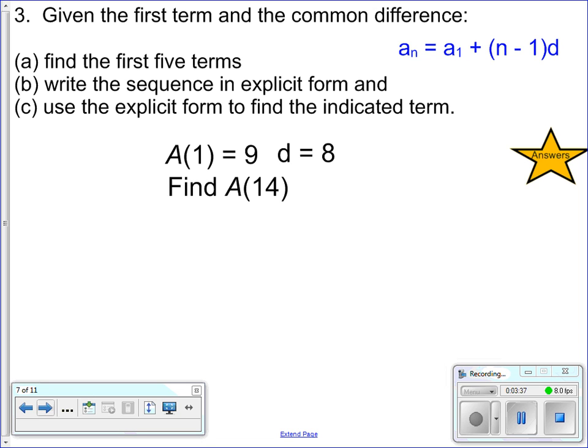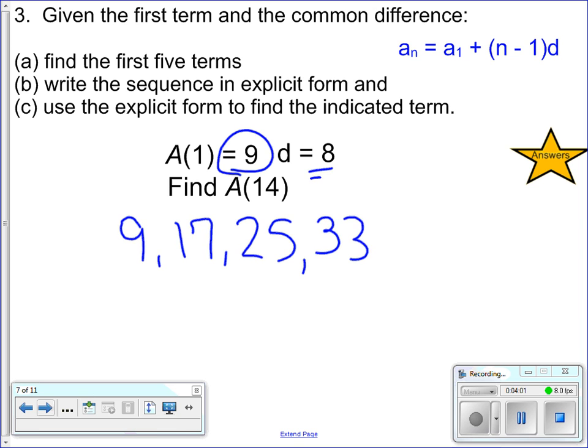All right, next one. Given the first term and the common difference, find the first 5 terms, and then write the explicit form and use it to find an indicated term. My first 5 terms: I'm starting with the first term, so it will be 9, 17, 25, 33, because my common difference is 8. If I rewrite this as an explicit form, it would be a_n equals 9, that's my first term, plus 8, my common difference, times n minus 1.